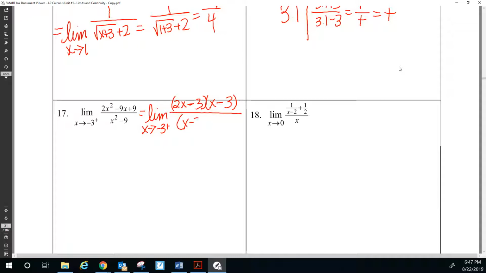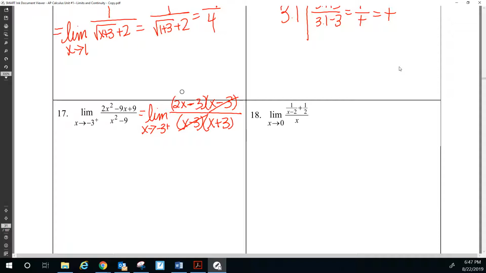The bottom I've got x minus 3, x plus 3. Oh, look, this guy cancels. Looks good, right? Well, what happens when you put in negative 3? Wah, wah, right? This is your hole for the rational function, but x plus 3 is your asymptote. So that's why they're asking for a right-handed limit.